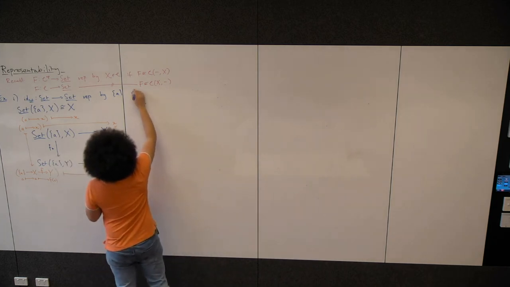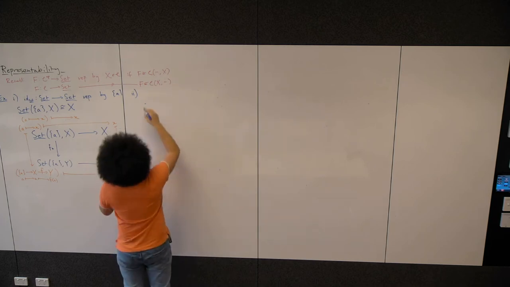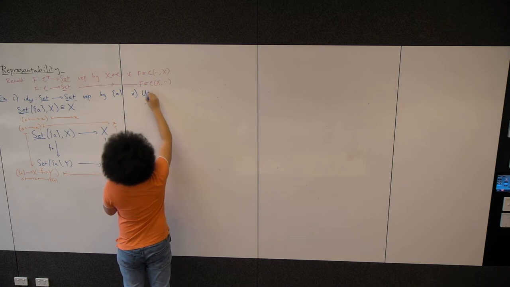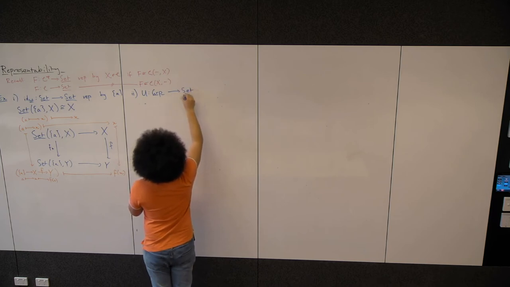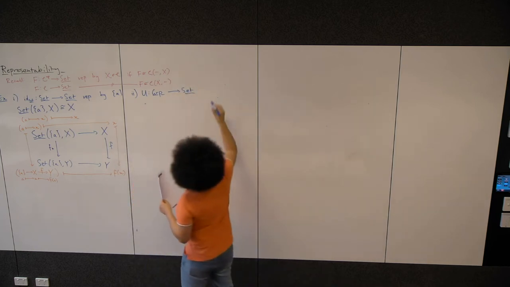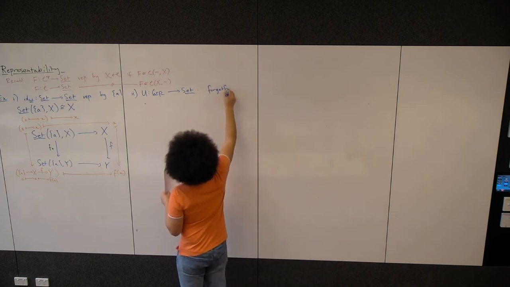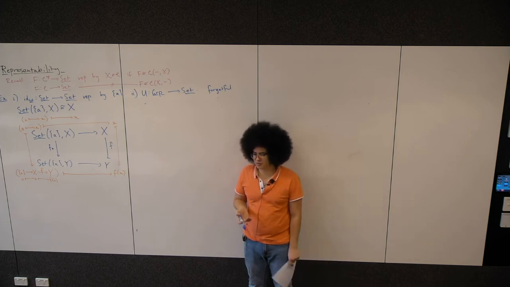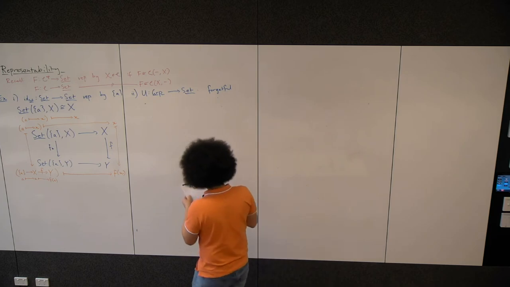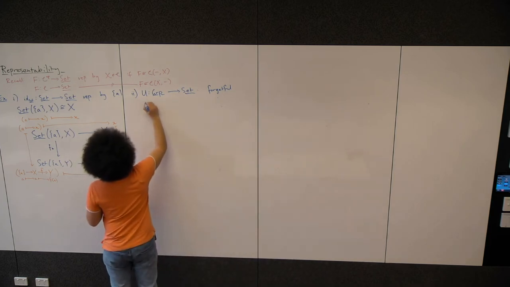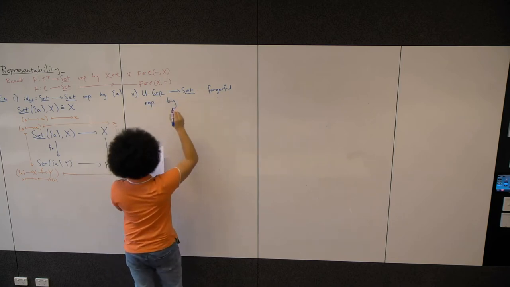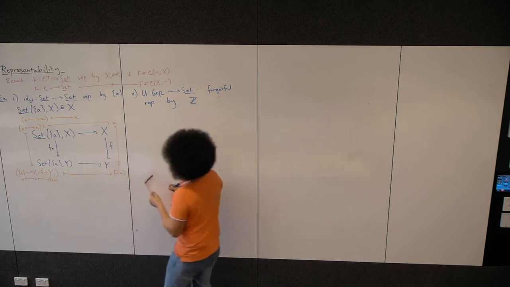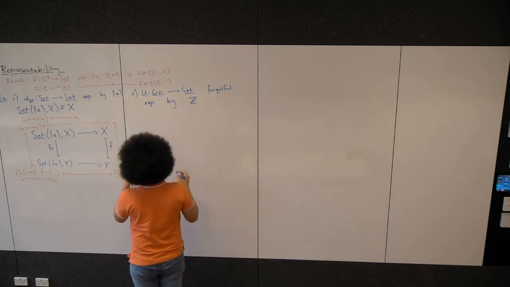Another example. So we have a forgetful functor, and U is usually used for forgetful functor, from the category of groups to Set. All right, and this is the functor that takes a group and forgets the group structure and just remembers the underlying set. And it takes a group homomorphism and forgets that it's a group homomorphism and it's just a function between sets. All right. So this functor is represented by the integers as a group. All right.